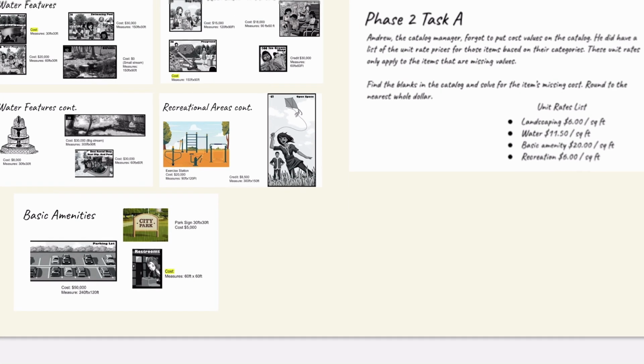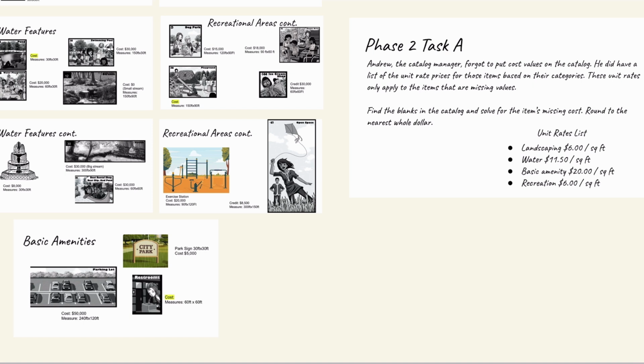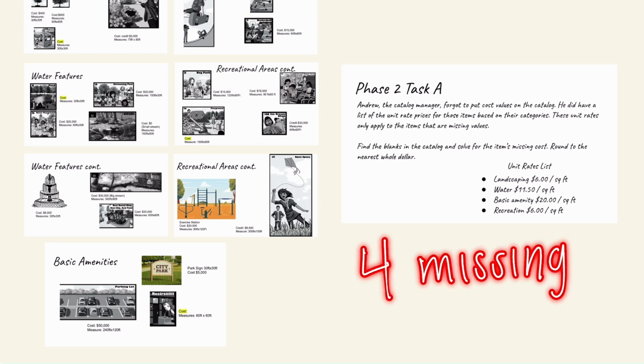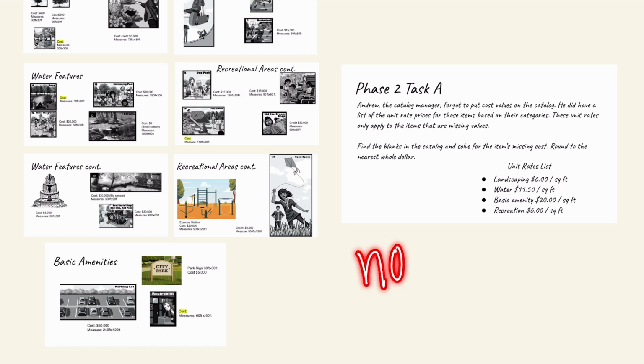I would like you to make the connection regarding the square feet part and the measurements that we have available. Use these two to find our cost. There should be 4 missing costs. You should have all of those written in your notebook. Please write this in your notebook for future reference, okay?